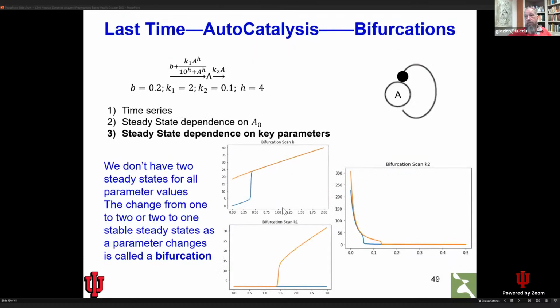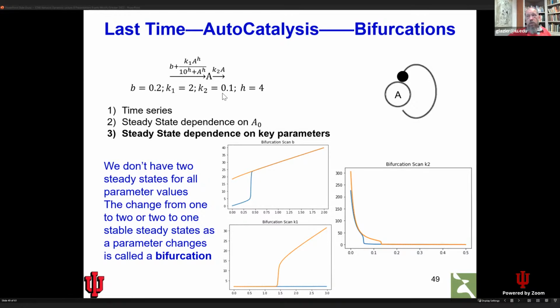And then we did a bifurcation analysis where we said, if we change the basal rate of production, what happens? If the basal rate of production is small, we have a high value and a low value. If we have a very high basal rate of production, then that dominates everything, and we only get the high value for our steady state.